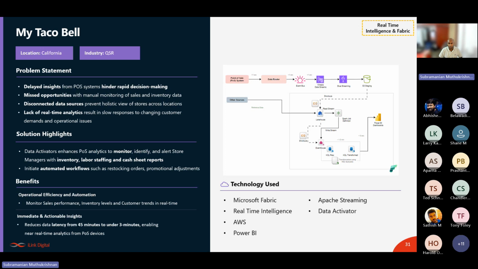BI dashboard. What we have done is leverage Fabric RTI to minimize the hops, address the disconnected siloed systems, and bring in the data as and when it flows, to help the store managers optimize their labor staffing, improve the cash sheet reports, and have clear visibility into their inventory. In fact, it helped the store managers get immediate and actionable insights and reduced latency from 45 minutes to 3 minutes, enabling near real-time analytics from their POS devices.